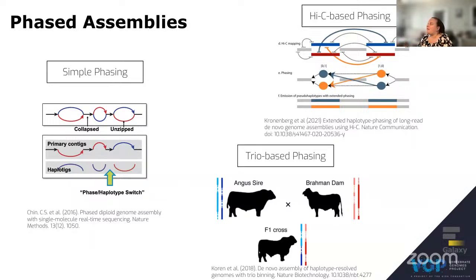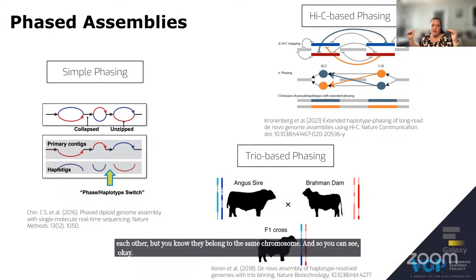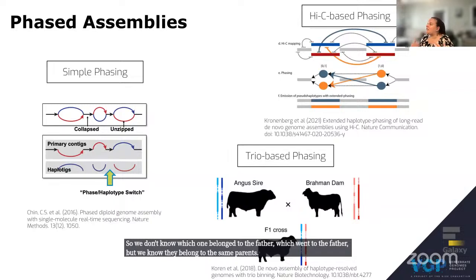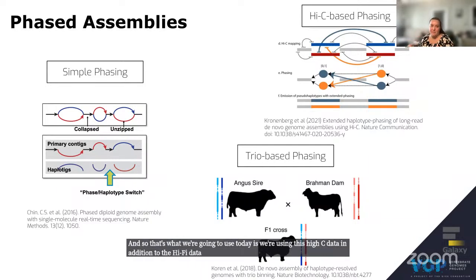And it's been shown that using this Hi-C, this 3D conformation information, is actually doing a great job at resolving these bubbles, because you have this long-range information, which means you can have reads that cover two bubbles that are distant from each other, but you know they belong to the same chromosome. And so you can see, okay, these two sides belong together. So we don't know which one belongs to the mother, which one to the father, but we know they belong to the same parent. And so that's what we're going to use today: we're using this Hi-C data in addition to the HiFi data to get these two haplotypes phased.